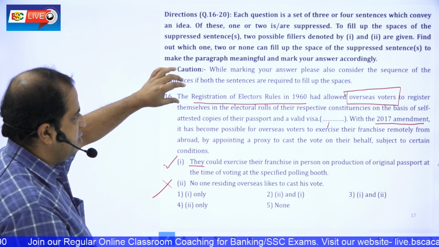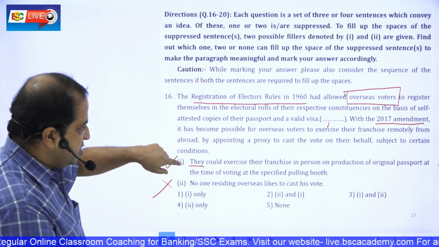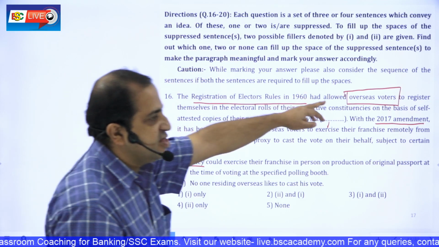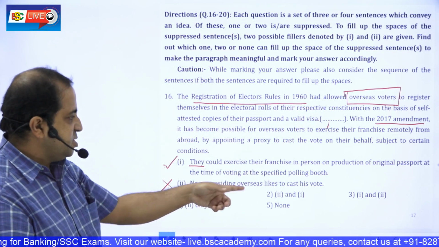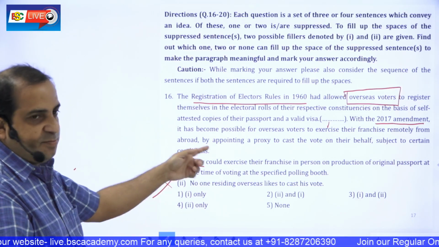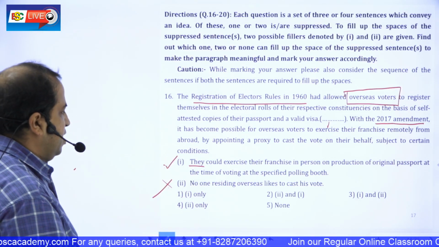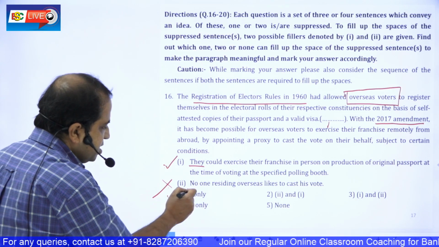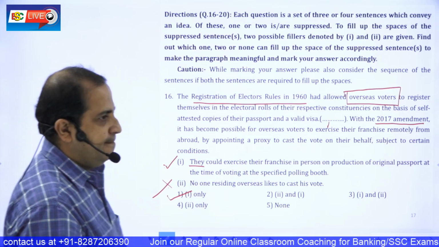रजिस्ट्रेशन ऑफ इलेक्टोरल रूल्स में ये था और उसको फर्दर इलेबोरेट किया. दे मीनिंग ओवरसीज वोटर्स could exercise their franchise इस तरह से. And then with the 2017 amendment it has become possible, एक और possibility आ गई है. So our answer will be what? 16 का 1 only.